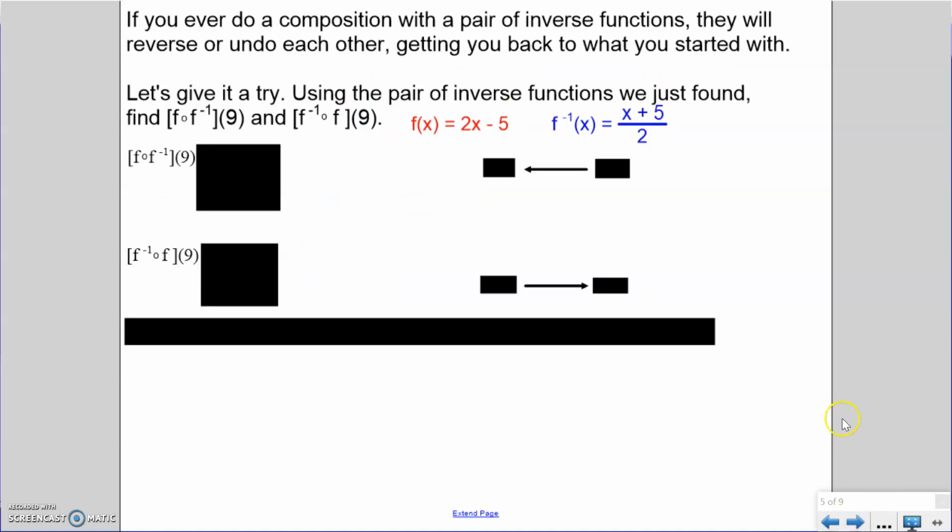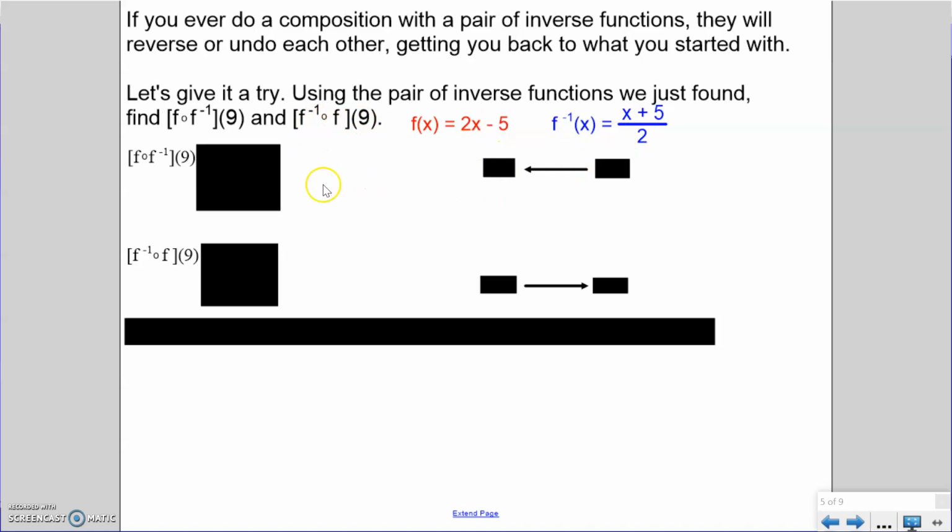So if you ever do a composition with a pair of inverse functions, they will reverse or undo each other, getting you back to what you started with. So let's give it a try using the pair of inverse functions we just found. Find f of f inverse of 9 and f inverse composed with f of 9.